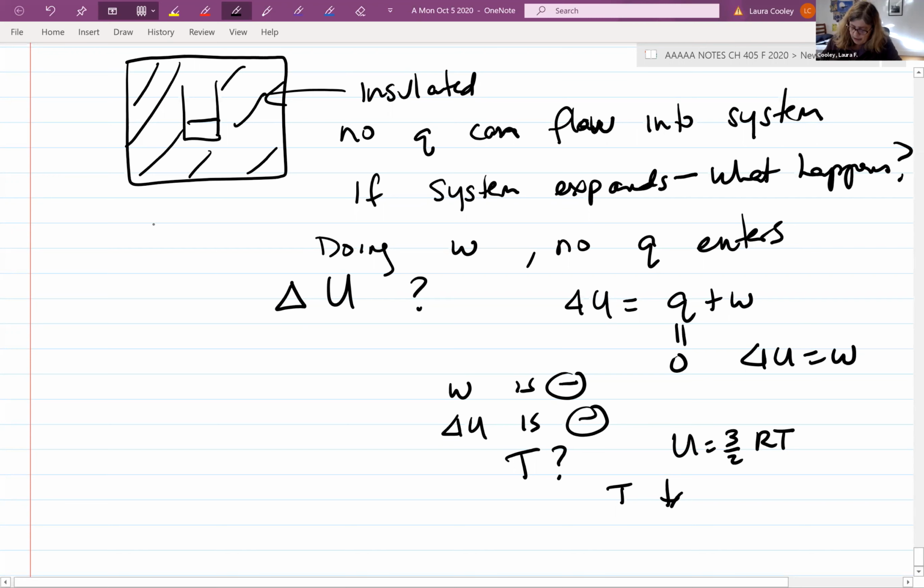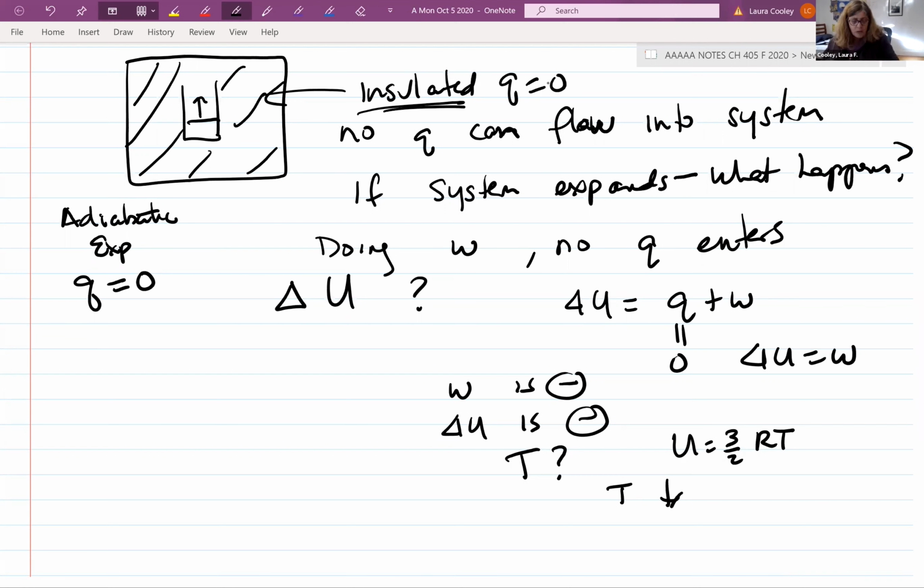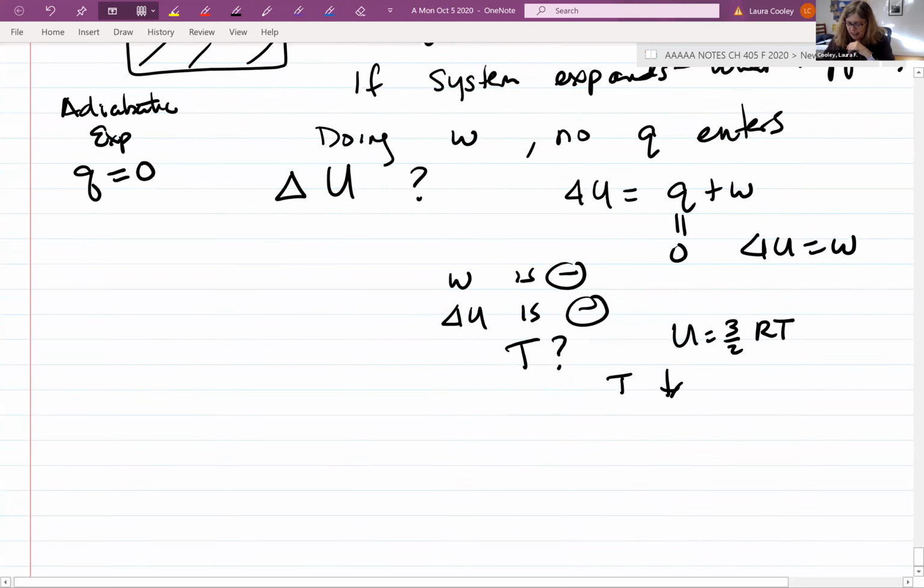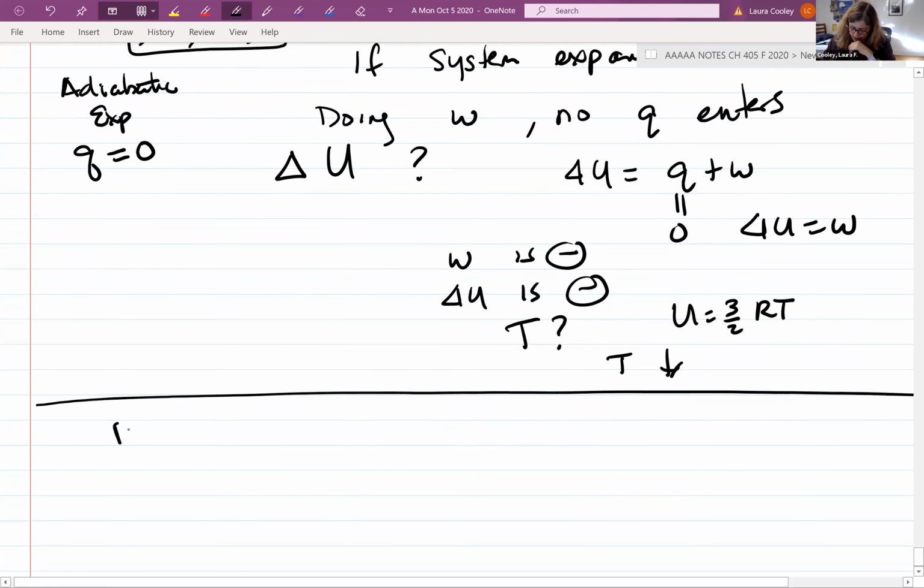Now, this type of expansion is called an adiabatic expansion. That's when Q is equal to 0, when we have this insulation here. Okay? It's a different topic now, something we're going to cover in a little while. But what I want to tell you here is that in PChem, you'll notice we always handle idealized situations. You'll notice this over and over again.